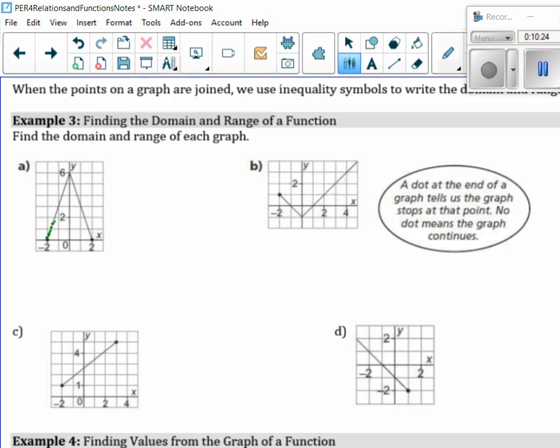So can anybody just tell me in words what the domain would be for A? What would the domain be for A? Remember, domain is your x values. So I heard -2, 0, and 2. So that's incorrect.